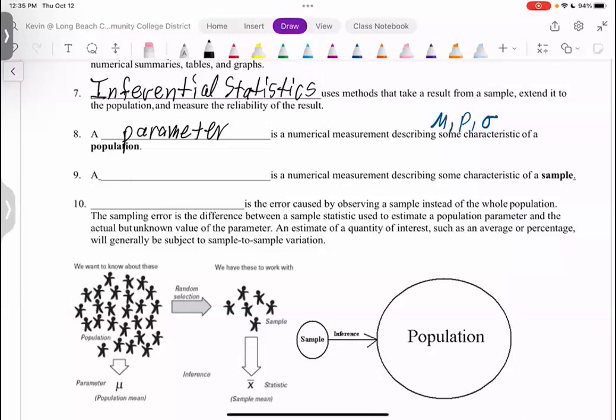A parameter is compared to a statistic, which is a numerical measurement describing a characteristic about a sample. Now, above in the blue here, you can see the mu represents the mean or the average. The p is the true proportion, and the sigma is the true standard deviation. If we're using a sample, we use slightly different letters for this. We use x bar for the mean. We use what we call p hat for the sample proportion. And we use just a capital S for the sample standard deviation.